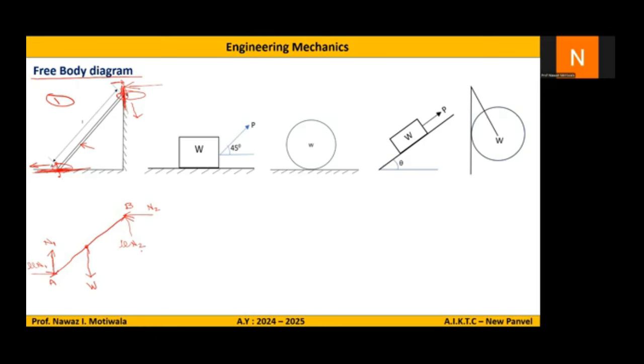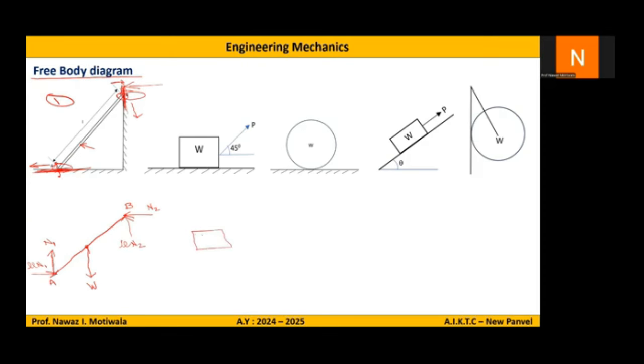Now, let us go to the second case, wherein there is a block of weight W again kept at the floor. So if I make the free body diagram, as I said, what is free body diagram? Free body diagram is when we remove all the supports of the body and draw the diagram and show all the forces acting on the body, that is known as free body diagram. So first of all, I will isolate the diagram. So this is my body W, which I have isolated.